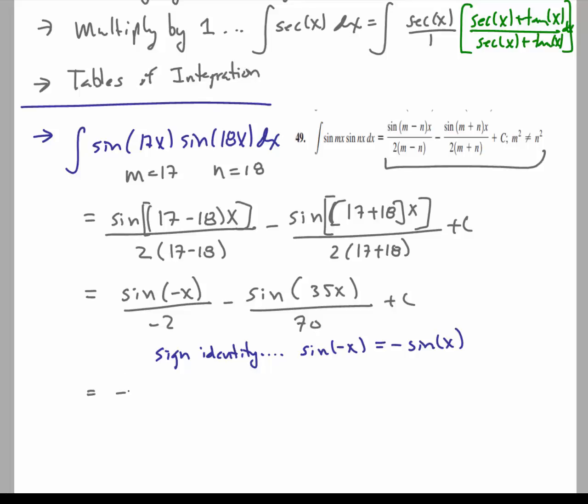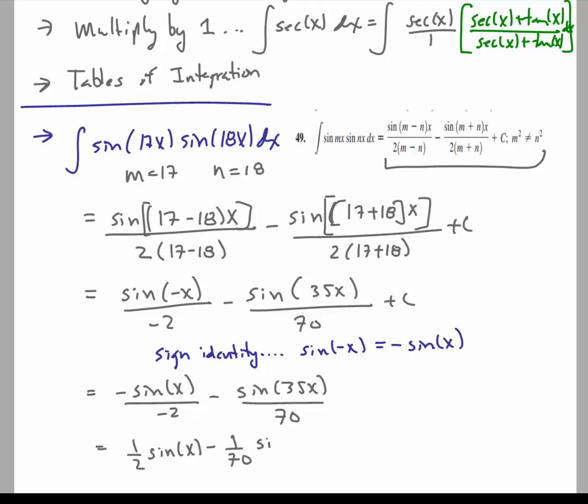So the numerator would become negative sine of x over negative 2, minus sine of 35x all over 70. Now remember, the 35 doesn't cancel into the 70 because 35 right here is part of the argument of the trig function. Okay, so we have to be careful of that. Negative divided by negative is a positive, so this rewrites to 1/2 sine of x minus 1/70th sine of 35x plus C.